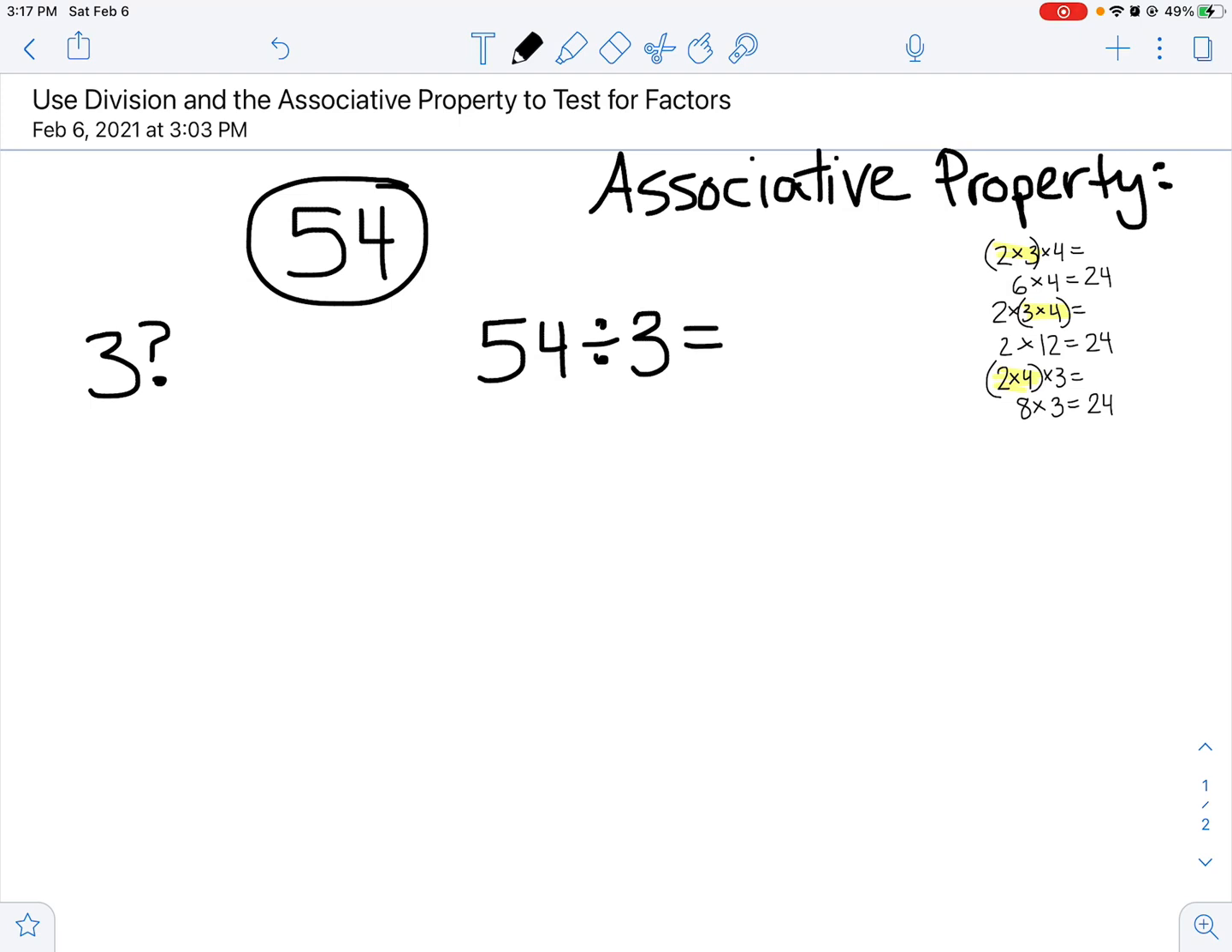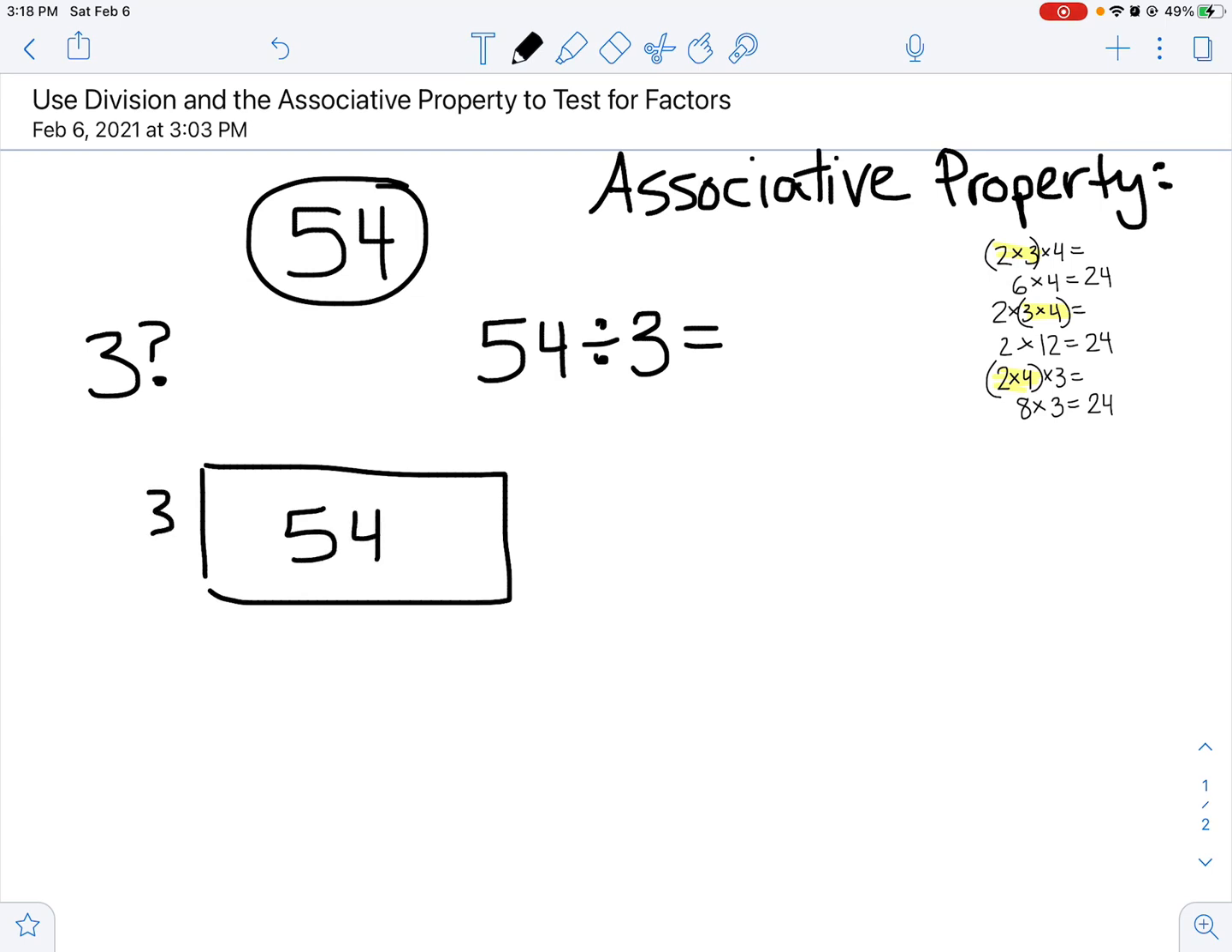If I end up with a quotient that is a whole number, meaning I have no remainders, then 3 is a factor of 54 because it is easily and equally divisible by 3. So pause the video, go ahead and solve that, find out, is 54 divided by 3? You can use your place value chart, you can use an area model. I'm going to use an area model here.